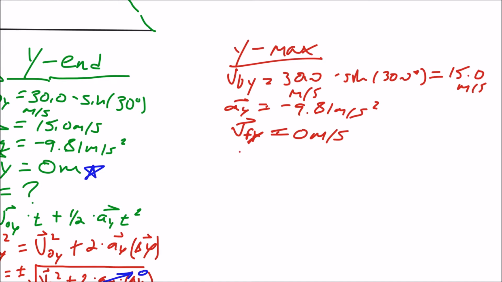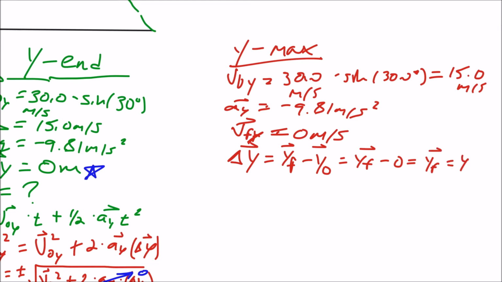Okay, now, they're asking me to find delta y, or y max. Delta means final minus initial, so that's like saying y final minus y initial. The initial position is going to be the ground, which we can call 0, so that's like saying the final position minus 0, which is the final position. And that final position is that highest point, so we're going to call that y max. Okay? So I have enough information here. I have 3 pieces of information that I can use to solve for y max.